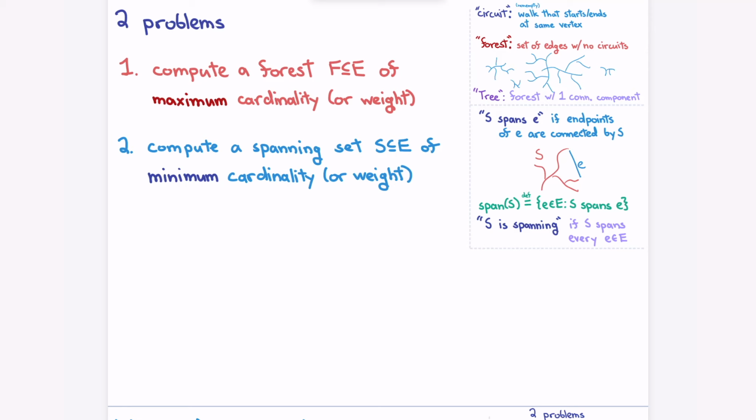So in one, you're trying to take as much as possible, subject to an implicit packing constraint: oh, you took too much, there's a cycle. In the other, you're trying to take as few as possible, subject to an implicit covering constraint: oh, you took away too many, those aren't connected anymore.